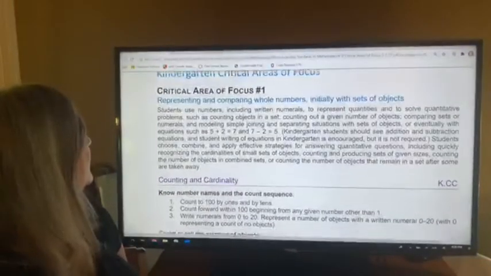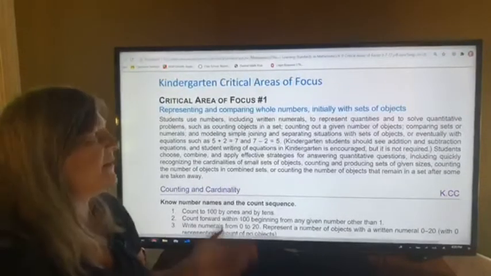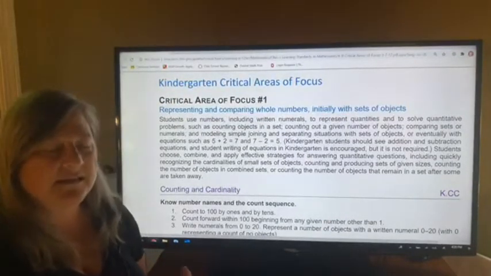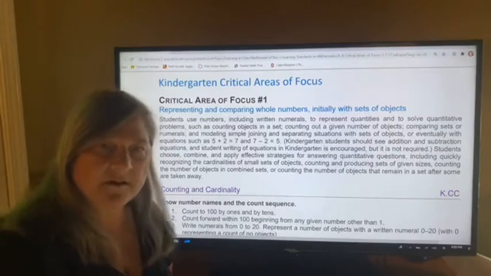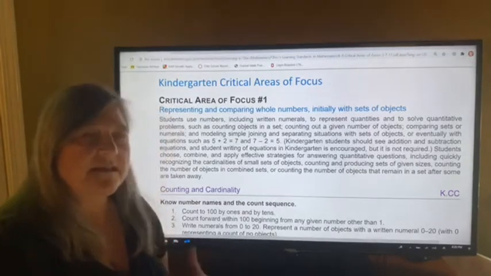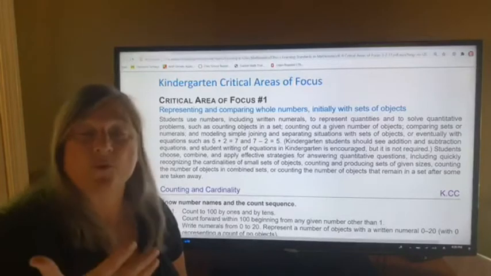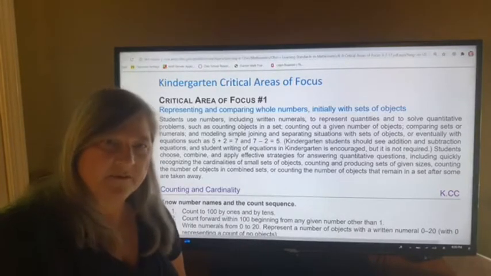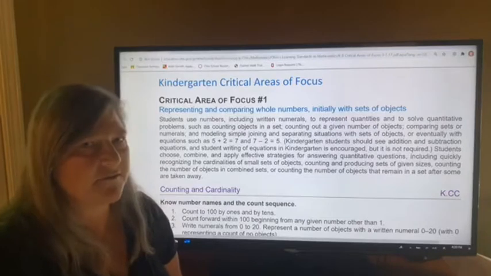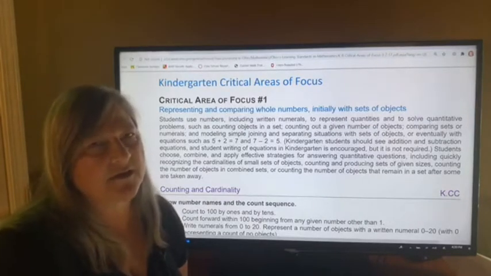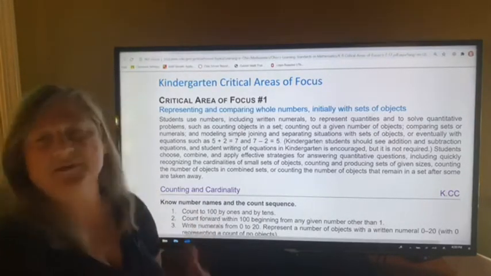So what is representing and comparing whole numbers? It's looking at can students write their numbers? Can they identify their numbers? Can they identify their number by the written numeral or by number of objects and different ways of really understanding and making sure that our kindergartners have this particular area of focus.